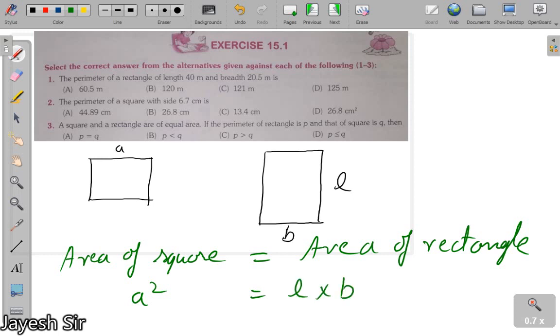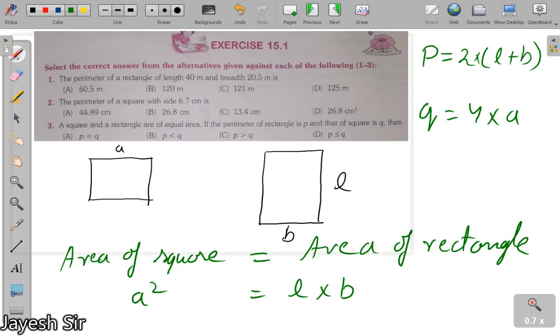Now what is given to us is, if the perimeter of rectangle is P and that of square is Q, the formula for P should be 2 into (L plus B), and perimeter of square is Q, the value of Q is 4 into A. Then we have to verify which of these following is true. Are P and Q equal?